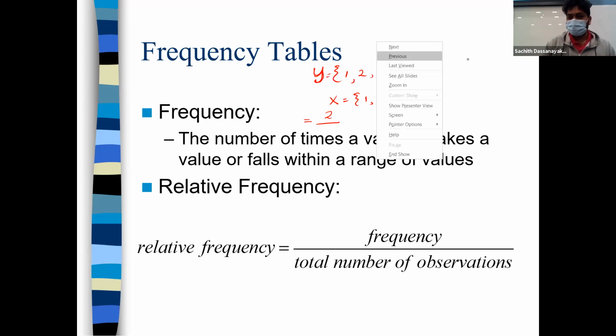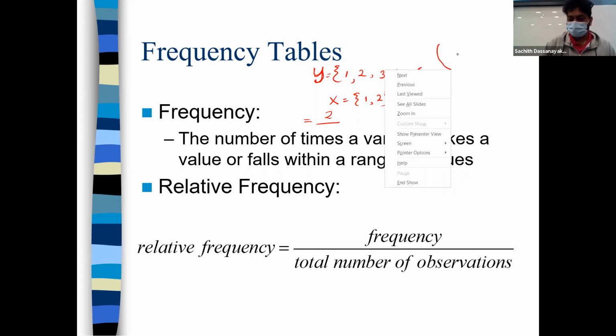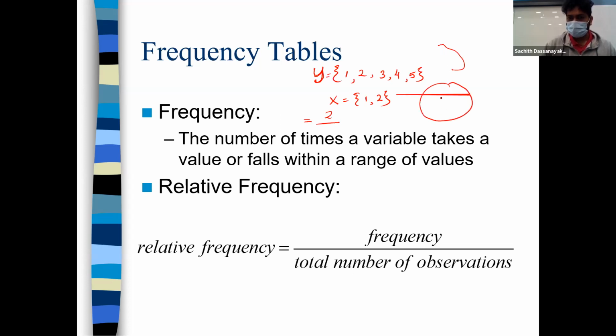This is my Y and this is my X. Something like that. So the total number of occurrences is 5, and your relative frequency is 2 out of 5. Clear? You already know that.